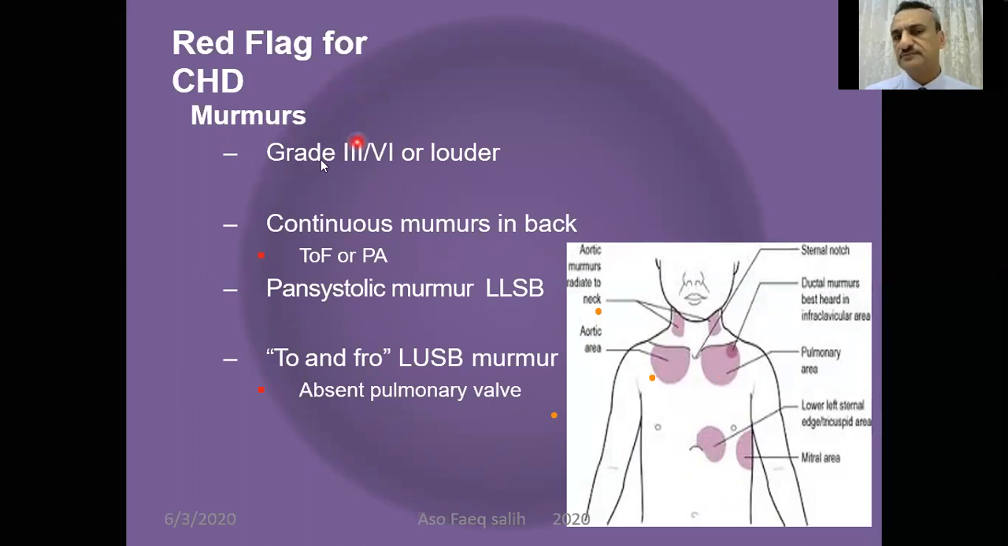Any murmur of grade 3 and 4, or louder, you should regard seriously. Or maybe you have a continuous murmur, which goes to the back, especially when you examine the back, in case of tetralogy of Fallot and pulmonary atresia. Or you may have a pan-systolic murmur at the lower left sternal border. Or you may have a to-and-fro murmur, where it comes, goes and comes back, at the left upper sternal border. In that case, you think of absent pulmonary valve.